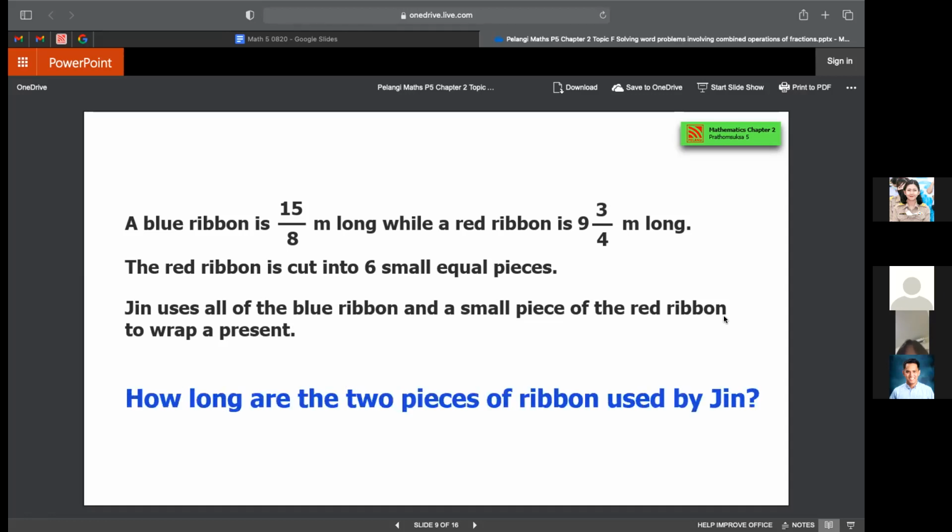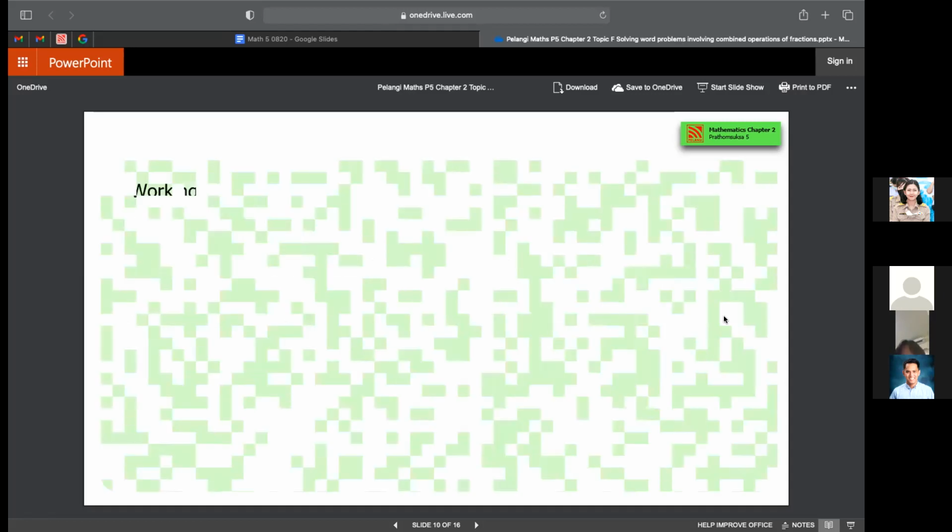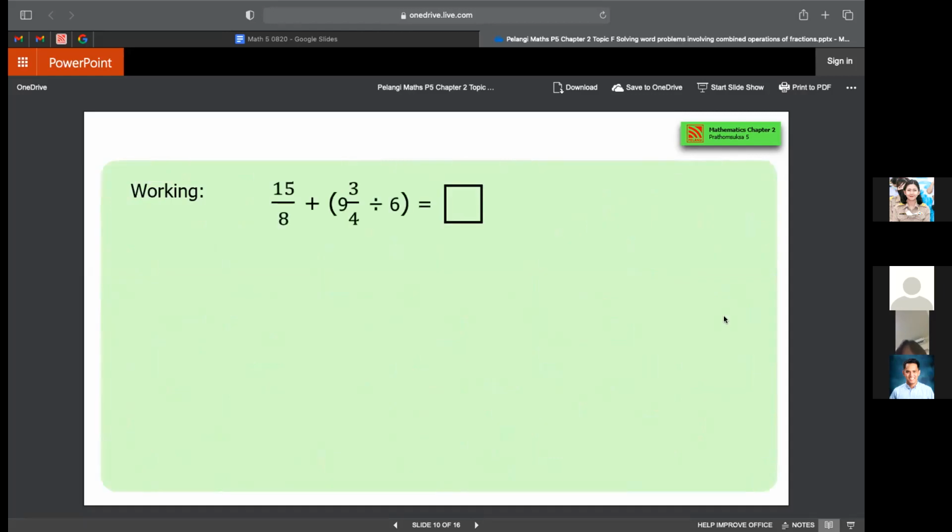Okay, how long are the 2 pieces of ribbon used by Jean? So what do we do now? For our working, the 2 ribbons together, before you add, you are going to divide the red ribbon by 6. So 9 3/4 divided by 6.